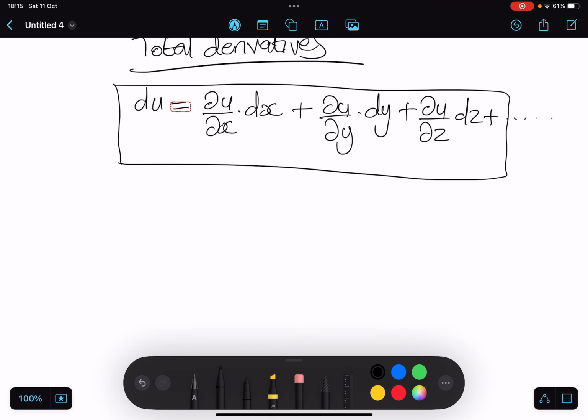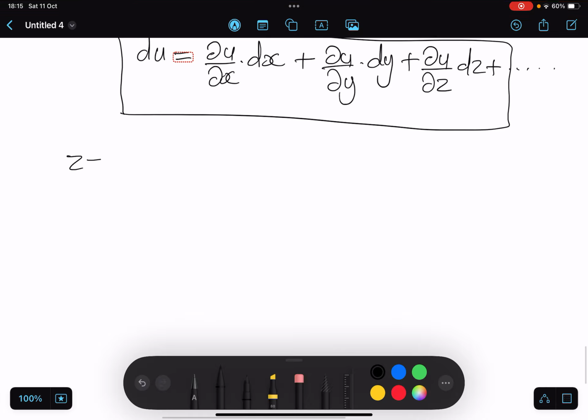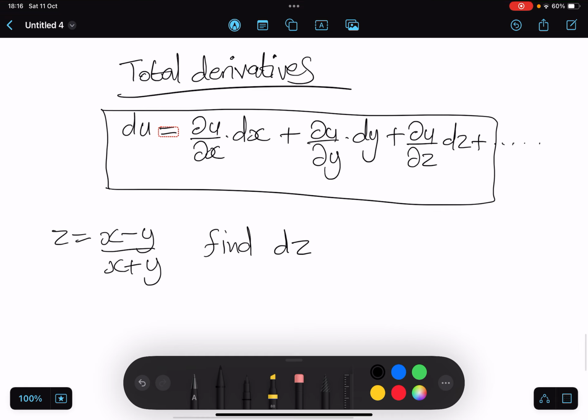So then how can we apply this? How can you apply these concepts? So let me just give you an example. If you're given that z is equal to (x - y)/(x + y), and you are tasked to find dz. So remember, this is no longer curly brackets. This is just dx, this is dy, this is dz. They are no longer curly d's, right?